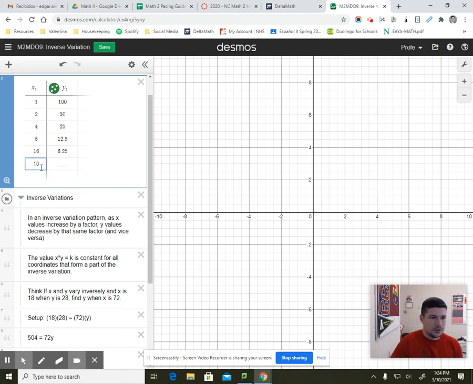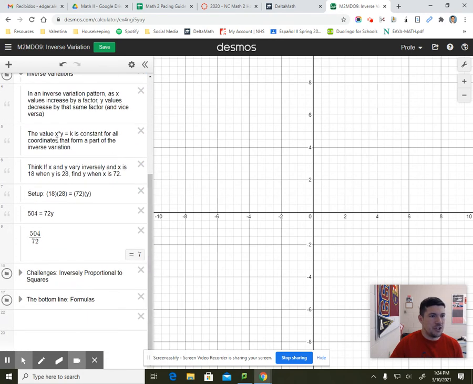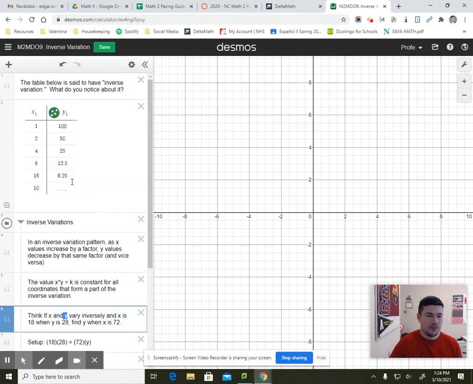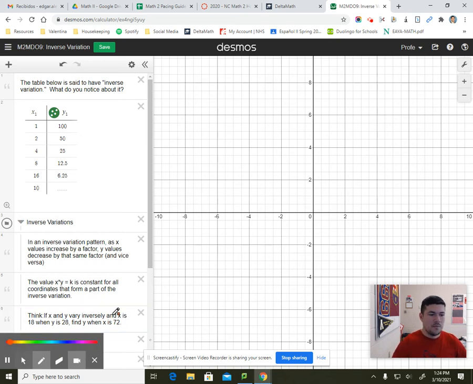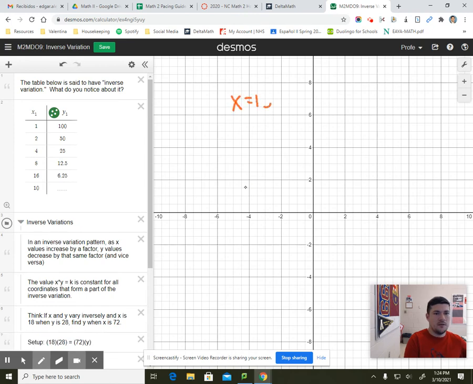So here's an example problem. Let's say I've got a situation where my x is 18 and my y is 28. In other words, that's the coordinate (18, 28). Then I've got another coordinate, and the only clue I have is that x is going to be 72. So what is y going to be?